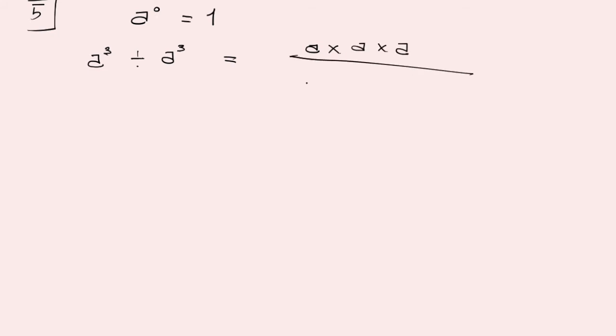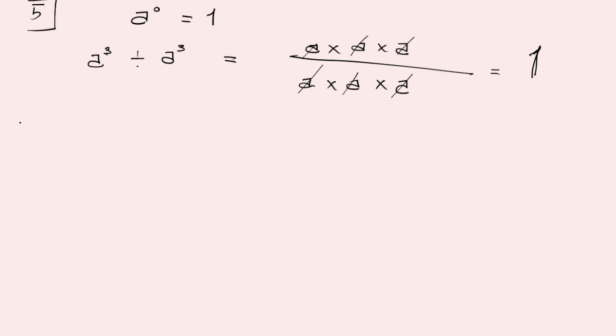The fifth law we'll be looking at says a raised to power 0 is equal to 1. So if we look at an example which is a raised to power 3 divided by a raised to power 3. If we write this out explicitly, what we're saying is a times a times a divided by a times a times a. And needless to say that all these cancel out, and we would have 1.